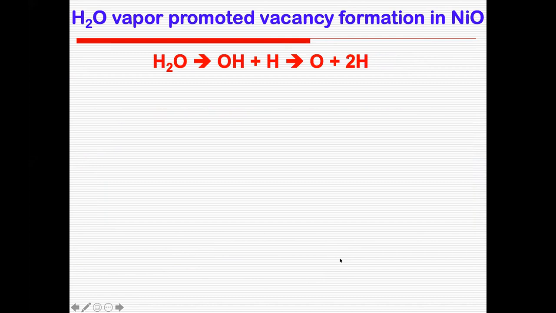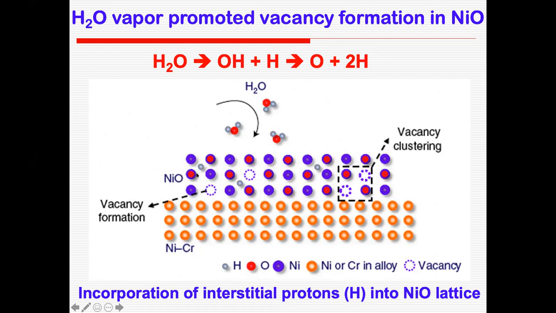So now we can look at why water vapor causes more atomic vacancies or clusters in the oxide. If you look at the reaction pathway, H2O can decompose into OH and hydrogen. OH can further decompose into atomic oxygen and hydrogen, like protons. Schematically it's like this: we have alloy and oxide. Certain oxygen can incorporate into the oxide to cause oxide growth. Meanwhile, protons, hydrogen atoms can diffuse into the oxide lattice.